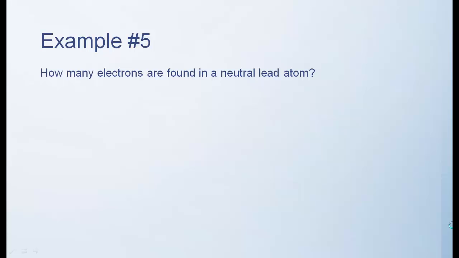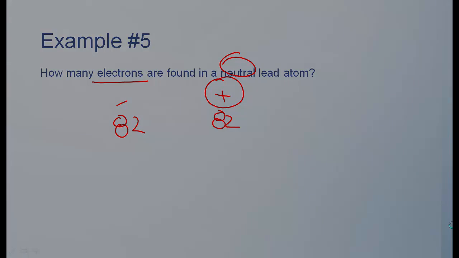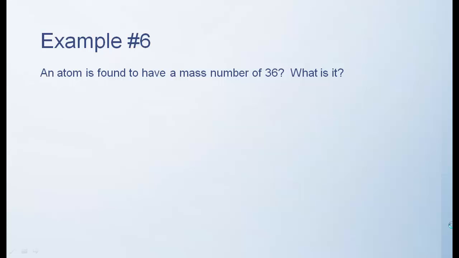How many electrons are found in a neutral lead atom? If we want to answer this question, we need to remember that electrons have a negative charge, and they serve to cancel out the positive charge that's on the nucleus. So the positive charge is on the nucleus, the negative charge is in the electron cloud. We know from the periodic table that lead has 82 protons, so if it's neutral, it must then also have 82 electrons.